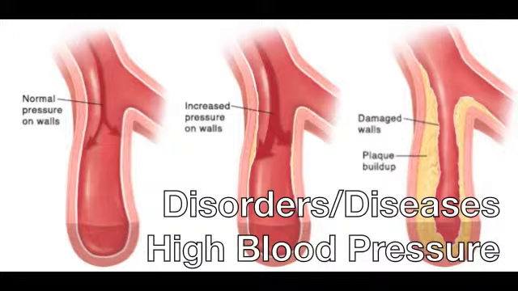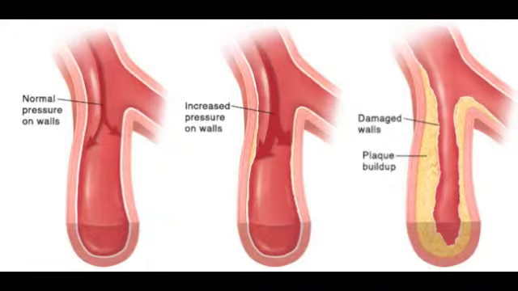Disorders and diseases. High blood pressure. High blood pressure is also called hypertension. This is a dangerous disease that makes the heart work hard to pump blood to the body and contributes to hardening of the arteries and heart failure. It is measured in two ways, systolic and diastolic. The systolic is when the left ventricle is mostly contracted, and diastolic is when the left ventricle is mostly relaxed prior to the next contraction.